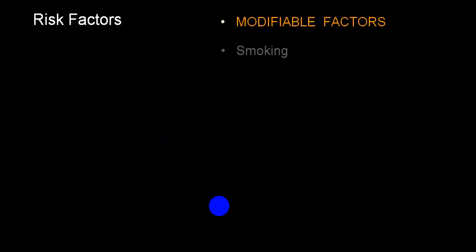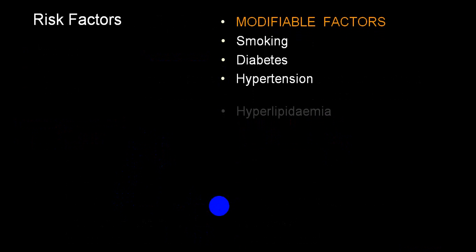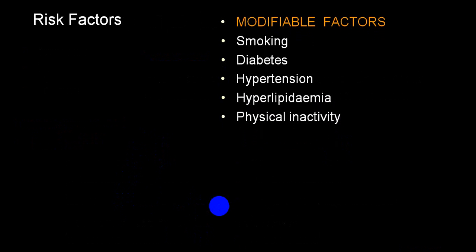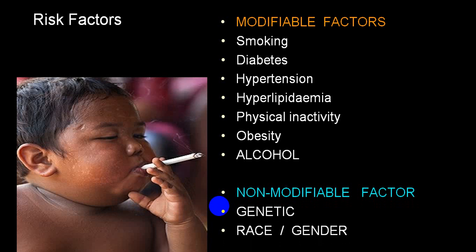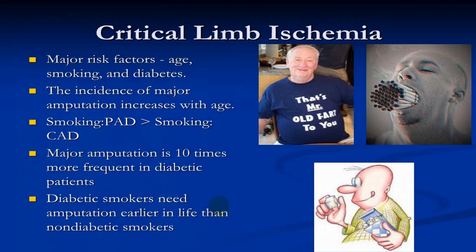Risk factors: there are modifiable risk factors like diabetes, smoking, hypertension, hyperlipidemia, physical inactivity, obesity, alcohol, and non-modifiable risk factors like genetics, race, gender. This is the most common risk factor. You can see smoking is the most common. Then comes diabetes, hypertension, sedentary lifestyle, etc.